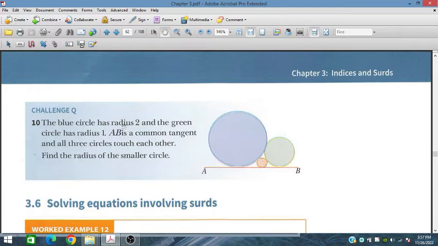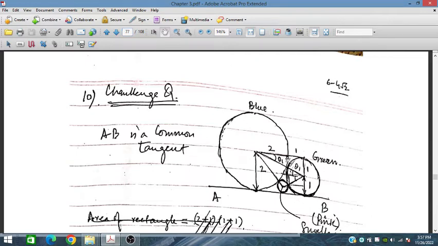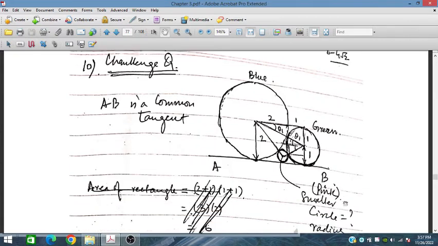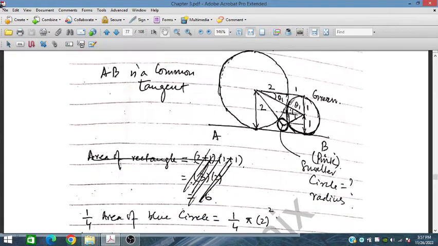The radius of the bigger one is 2, and the medium one is 1, and we have to find the radius of the smallest one. So this is a blue circle with radius 2, the green medium one has radius 1, and for the smaller pink one we have to find the radius. So this is the problem, and we have a common tangent AB.